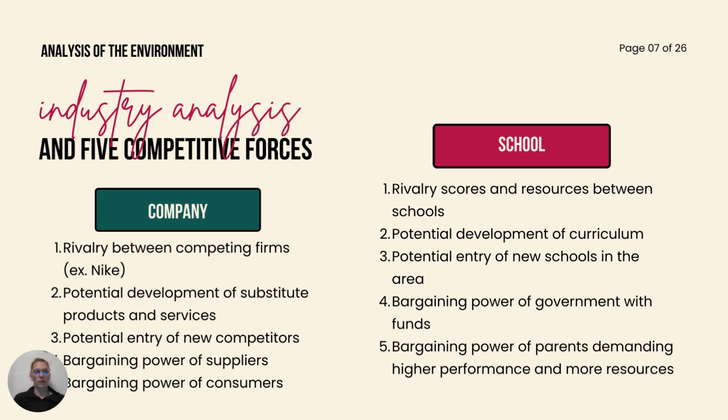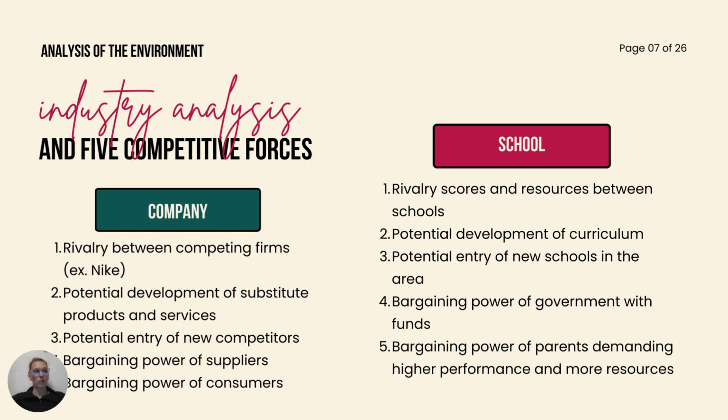Bargaining power of suppliers, number 4. So bargaining power of government with funds, under school, number 4. If you think of it as your county school board, they make the budget, and they are the ones that set what you can buy and when you can buy it. So that's what you're dealing with, power of suppliers.